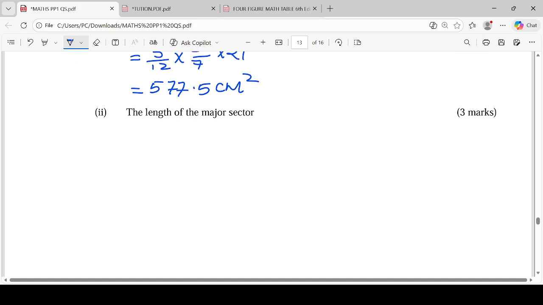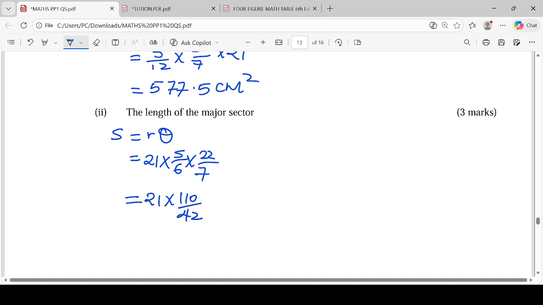Part B, the length of the major segment. The length S is normally given by R times theta. So the radius is 21 multiplied by 5/6 times 22/7. This will now become 21 multiplied by 110/42, which is going to become 55 centimeters.